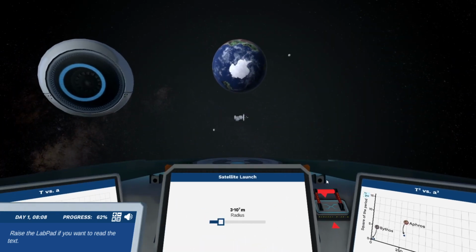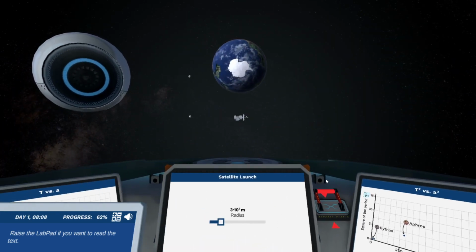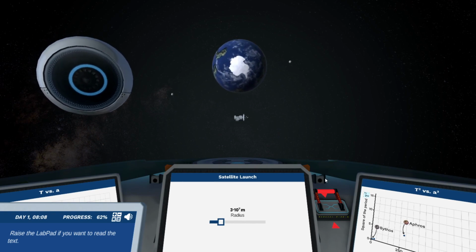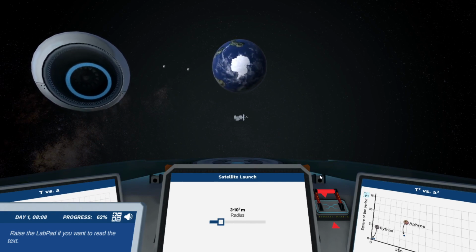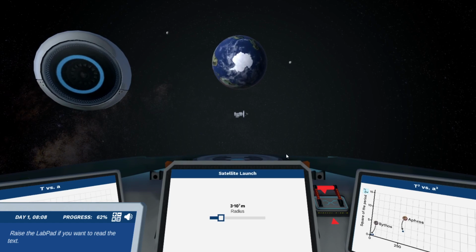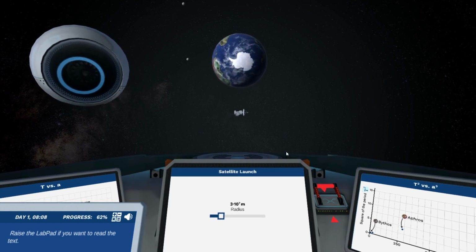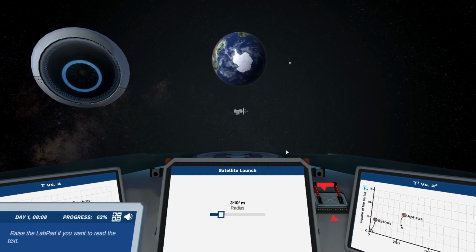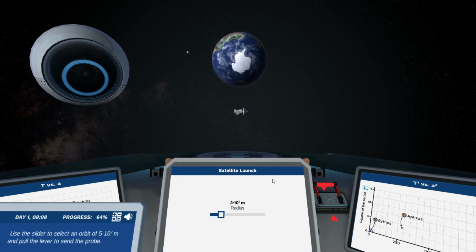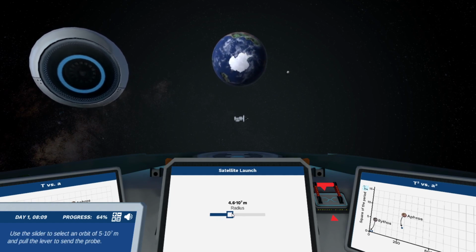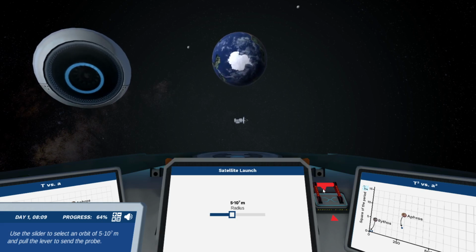I've set the velocity of the probe to create an orbit with a radius of 50,000 kilometers. Select the radius of the orbit with the slider and observe how long it takes the satellite probe to complete one orbit. Our data will appear on the graphs on the lateral screens. Use the slider to select an orbit of 50,000 kilometers and pull the lever to send the probe.